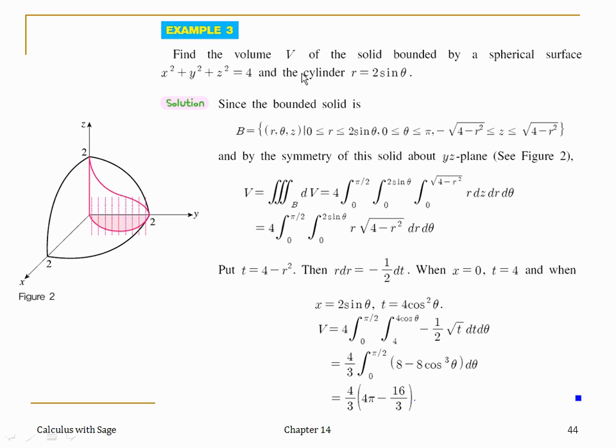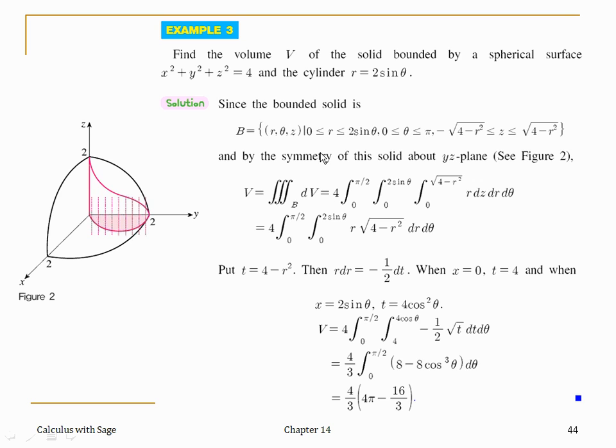Next, find the volume V of the solid bounded by a spherical surface. This is the first octant of the sphere with radius 2, and the cylinder r equals 2 sine theta, and it has an intersection like this. So we are looking for the volume of the solid in here. We are looking for this one, and 8 times of it.